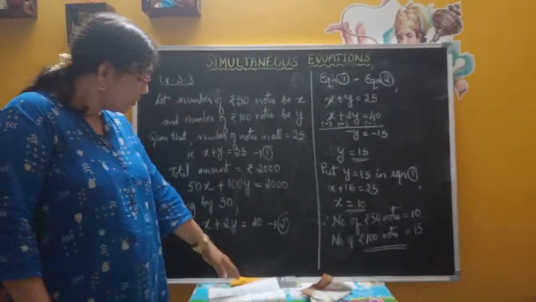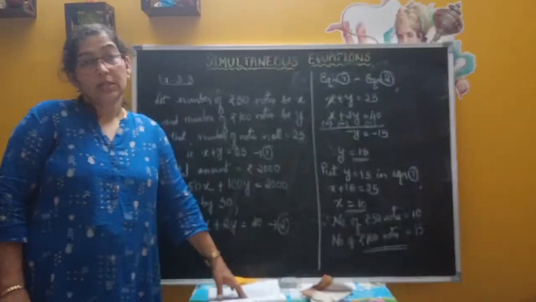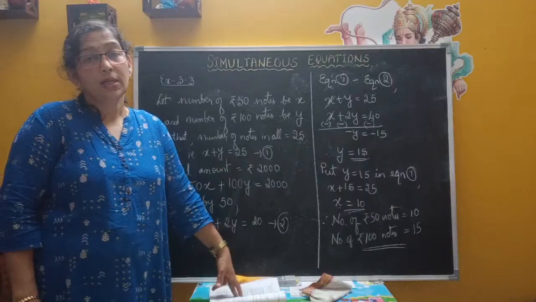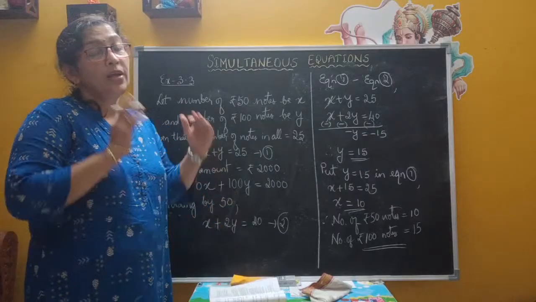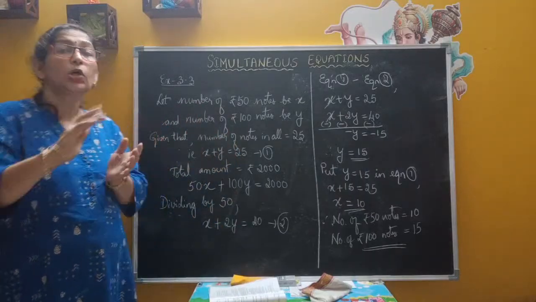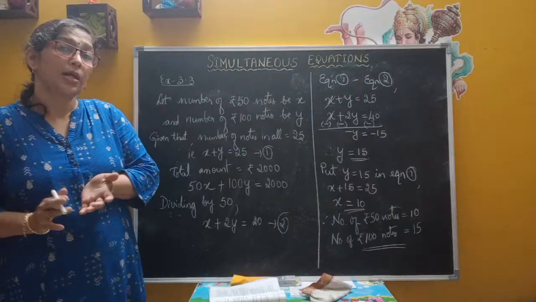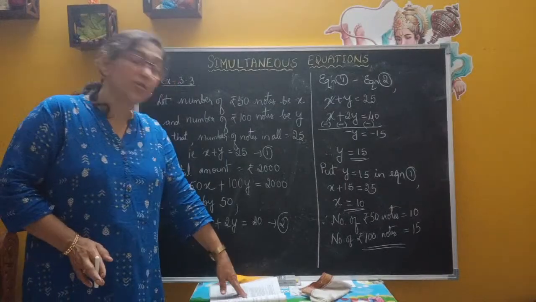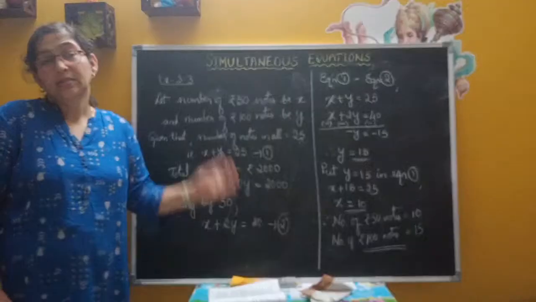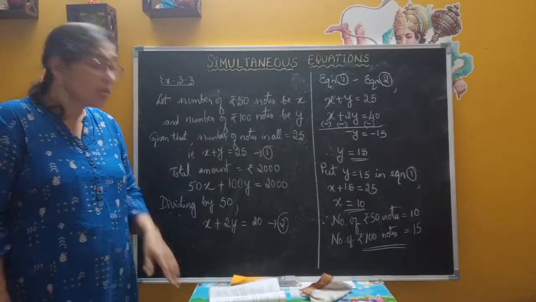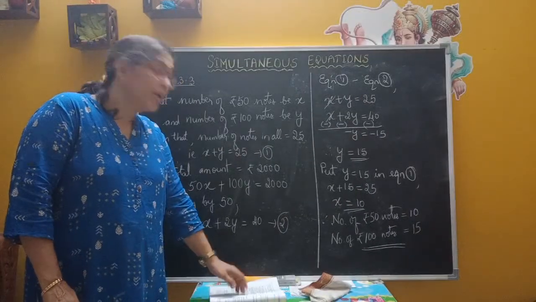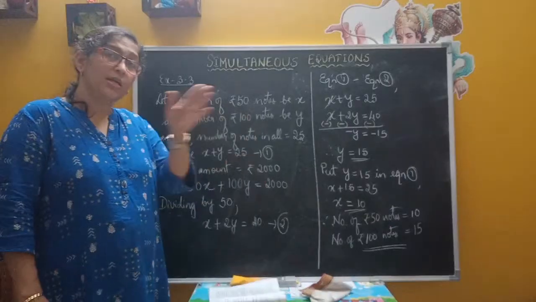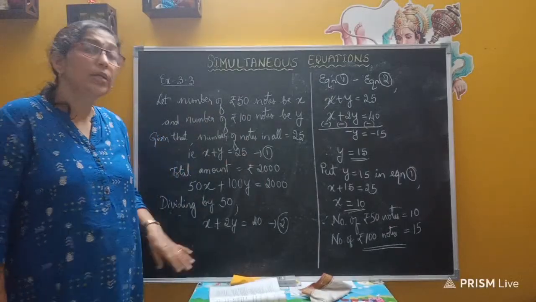You have done one similar type of problem, that is the taxi problem, in the previous exercise, isn't it? There also there is a fixed charge, and then the per kilometer charge rises. You got the answer. So same type of problem. Here also there is a fixed charge. If you take the fixed charge as x, then y is per day. For each extra day, how much has to be paid, that is the y value.